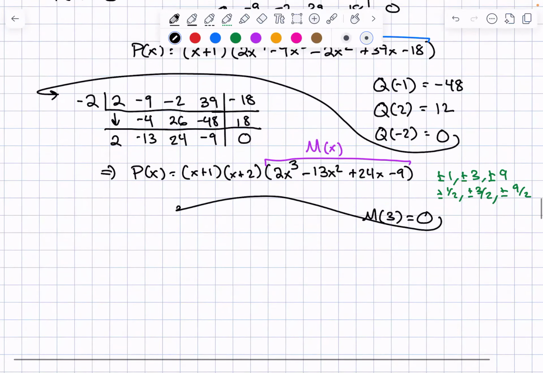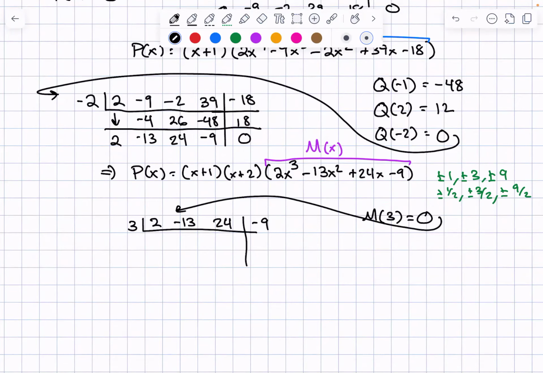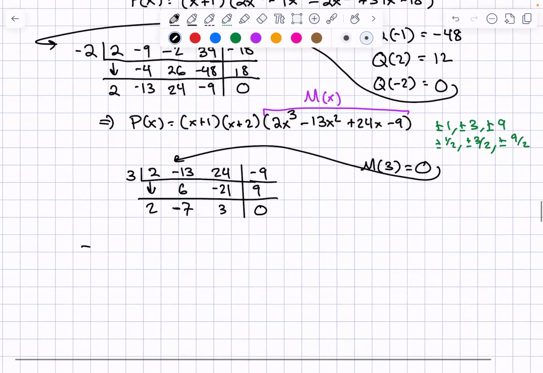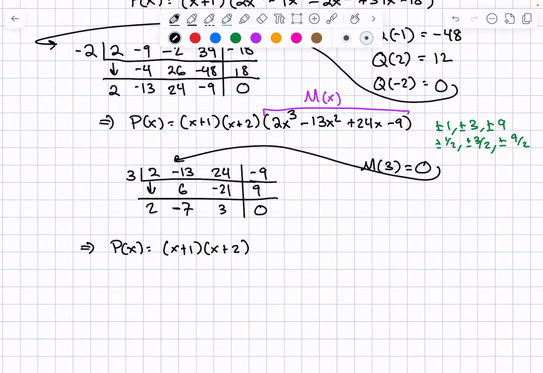So we'll do one more synthetic division. We've got 3 divided into m of x, which is 2x cubed minus 13x squared plus 24x minus 9. All powers of x are present and accounted for. Bring down the 2. 2 times 3 is 6. That gives me negative 7, right? Yeah, negative 7. That gives me negative 21, which gives me positive 3, which gives me 9, which gives me 0. And so p of x is equal to x plus 1 times x plus 2 times x minus 3 times 2x squared minus 7x plus 3.